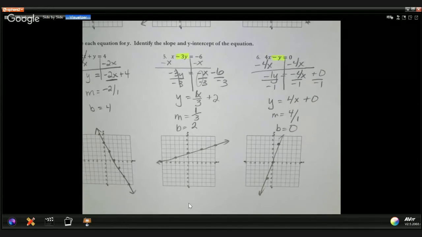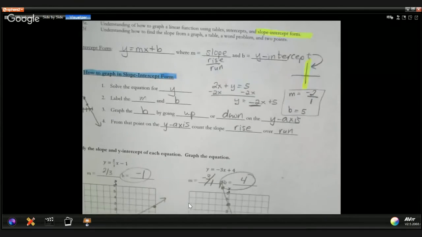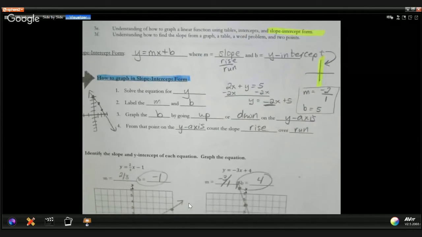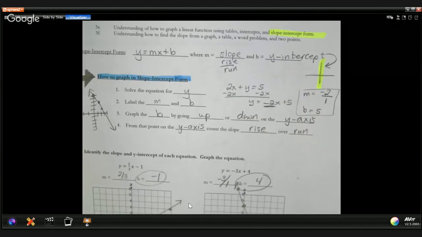So when you're doing all of these problems, remember these steps. Solve for y, label the m and b, graph the b, and then do the slope.